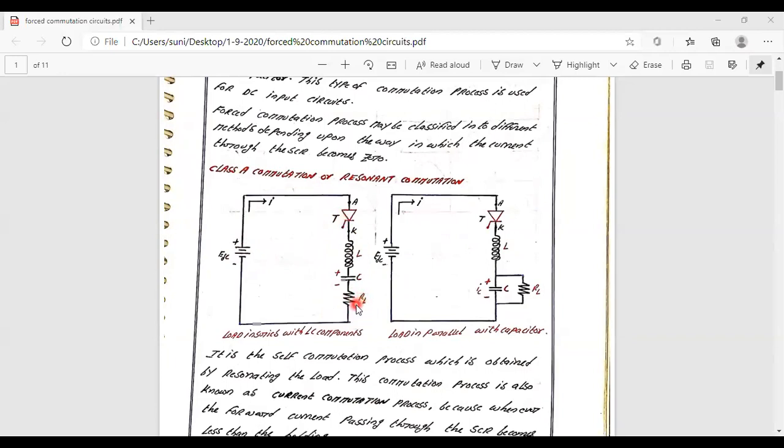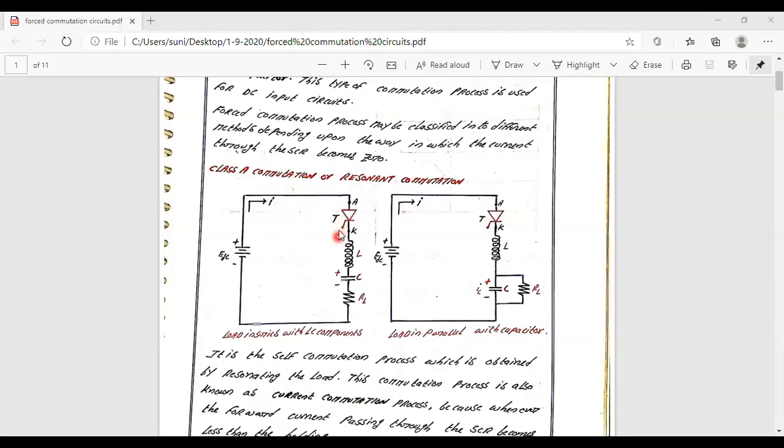So what will happen whenever a gate trigger is applied to this device? As it provides continuous current, the device is going to be continuously in conduction, isn't it? So then how to turn off this device? To turn off this device, we need to force the current to less than the holding current.